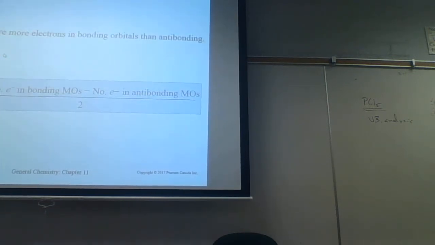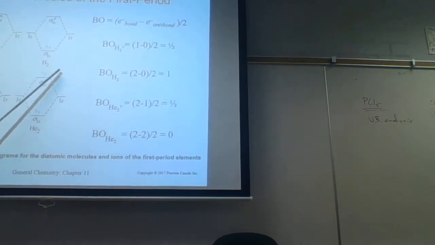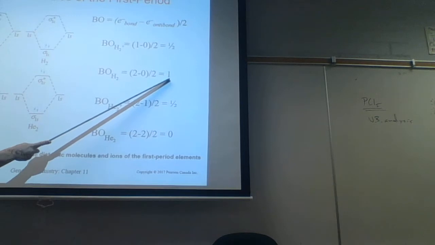We can also get the magnetic properties here. Let's take a look at this. There are a whole bunch of diagrams here, but this is hydrogen, what we just talked about. Hydrogen is going to have 2 electrons here in the sigma 1s bonding MO. The bond order is going to be 1.